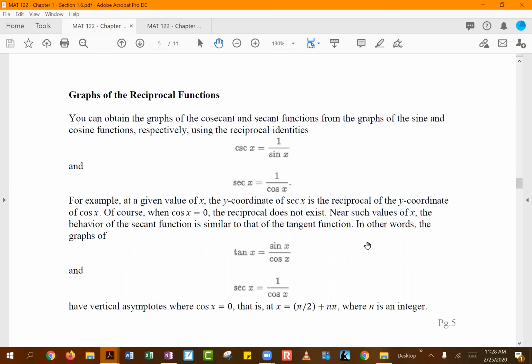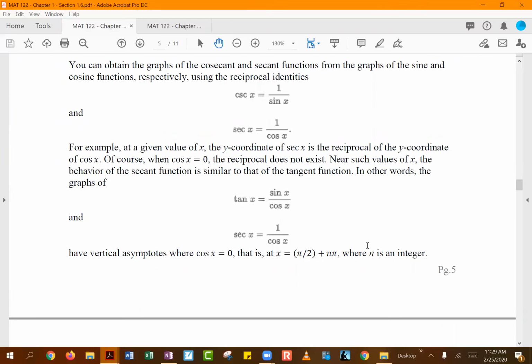So remember, the idea here is, since we define these functions as reciprocal, anytime your sine of x value is going to be 0, what are we going to see for the cosecant function when my sine function is 0? Vertical asymptotes, right? Just like we saw with the tangent and cotangent function. In that same way, whenever your cosine of x value is going to be 0, your secant function is going to have vertical asymptotes at that point.